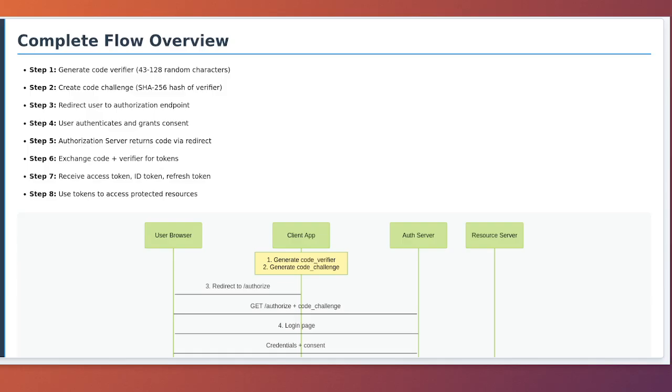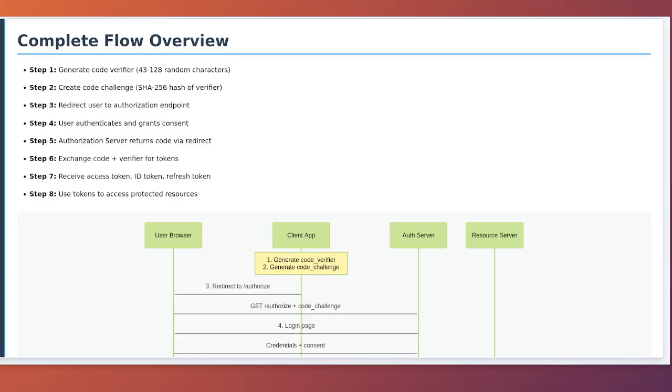The flow consists of 8 main steps, each with specific HTTP requests and responses. First, the client generates the PKCE code verifier and code challenge. This happens entirely on the client side before any network communication occurs. The code verifier is a cryptographically random string, and the code challenge is derived from it using a hash function.